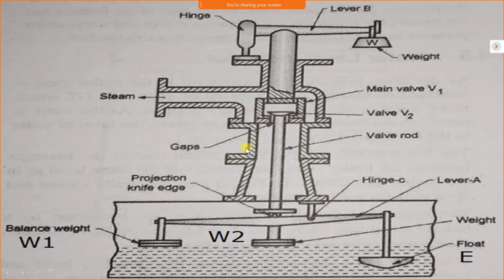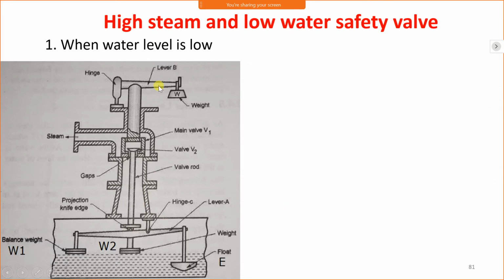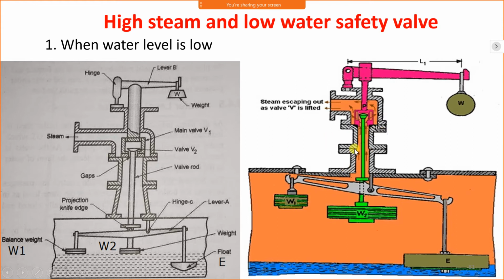Now this is the condition where there is a low water level or no pressure of the steam. Now I will explain one by one. When the water level is low, this first diagram indicates the proper water level. Water level is proper. Now I will explain how the water level decreases and how it works. Look at the second diagram.